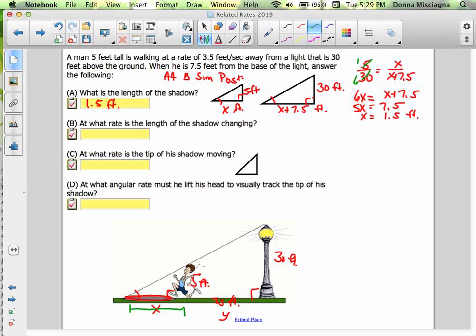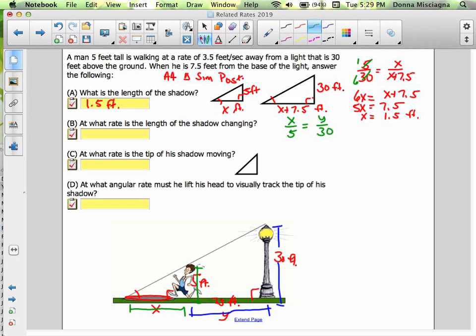So this distance is proportional to this distance, and this distance is proportional to this distance. So we can set up a proportion showing that. Most of these shadow problems are going to be very similar, especially anybody who's walking away, it's going to be set up the exact same way. So at what rate is the length of the shadow changing? So x is to 5 as y is to 30.